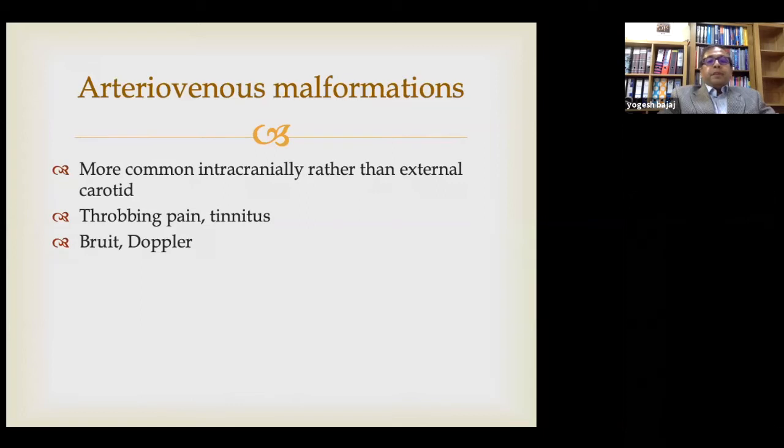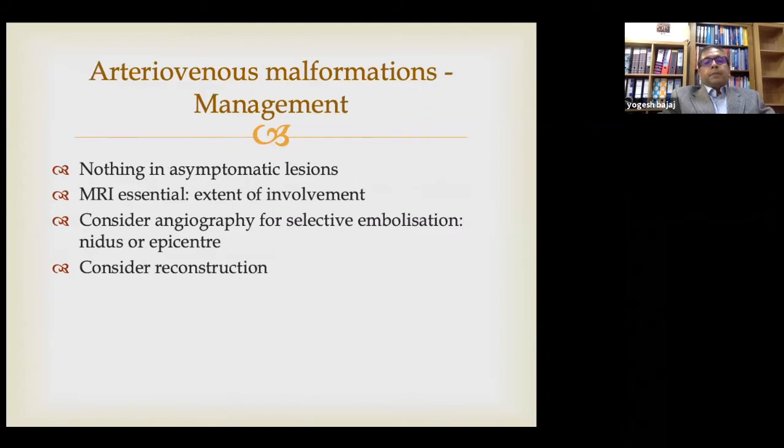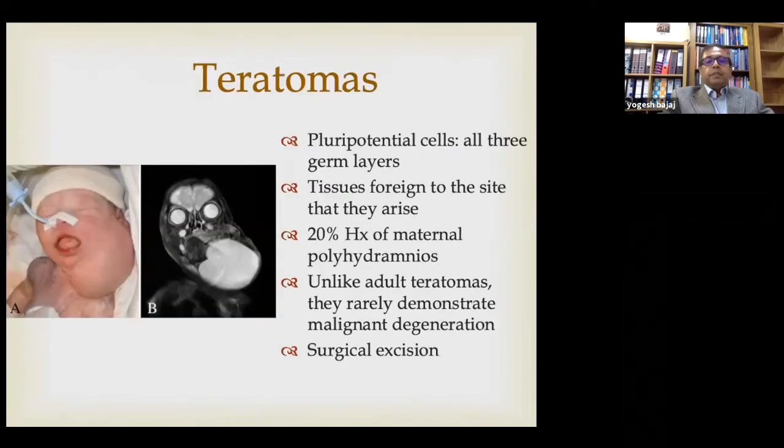So arteriovenous malformations, pretty rare. We don't really see many. They're generally intracranial, but can be external. And depending on where it is, there may be throbbing pain or sudden tinnitus, bruit. So as I said before, yes, of course, you need an MRI scan for confirmation and the extent. If they're asymptomatic, you don't necessarily need to do anything for these AV malformations. And of course, you do an angiography and selective embolizations for these conditions.